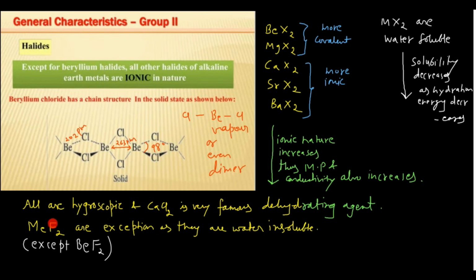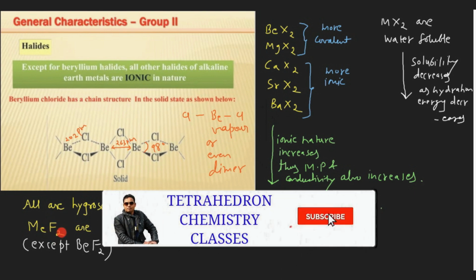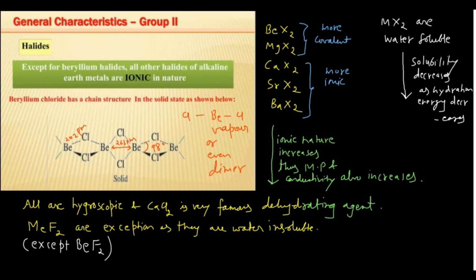So your metal fluorides, all your metal fluorides, so I have written Me here, it should be M actually, not E. Metal fluorides are exceptions, they are water insoluble, because these metal fluorides are much more covalent in nature, because fluoride is smaller and your metals are already there, so they have significant covalent character, so they are water insoluble. But among these, beryllium fluoride is the exception, it is water soluble.